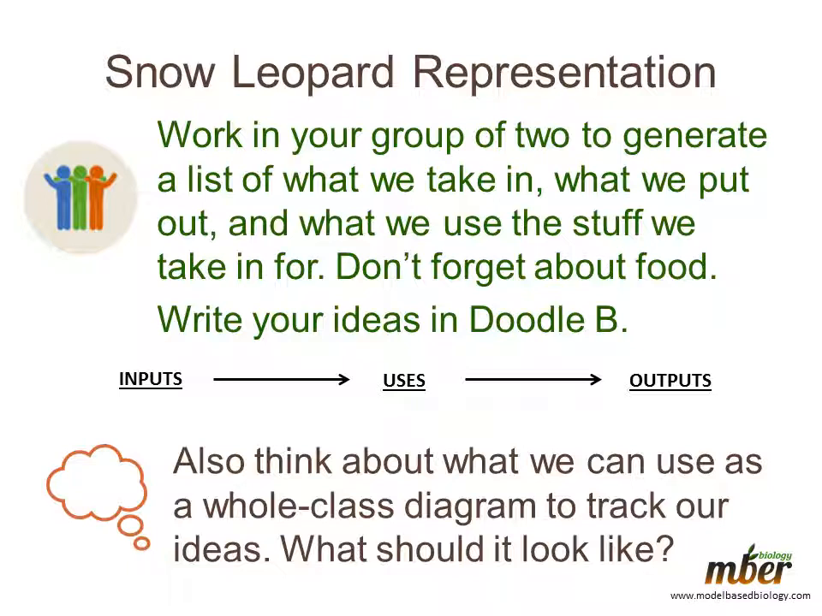So in Doodlebox B, you're going to see inputs, uses, and outputs. And I want you to think about what we can use as a whole class diagram to track our ideas, and what that should look like. But before that, again, with your partner, generate a list of inputs, uses, and outputs. The point here is to get a lot of ideas. So just put down all the ideas that you can think of, and then we will bring it together as a class. So go ahead and pause me right now and get that done with your partner.